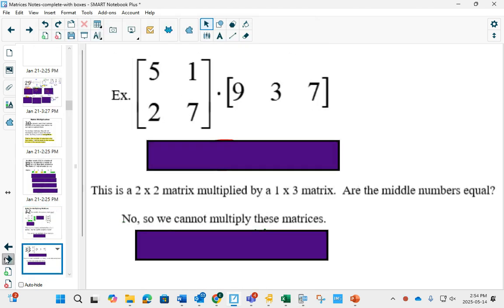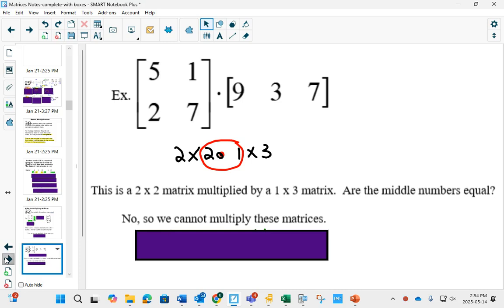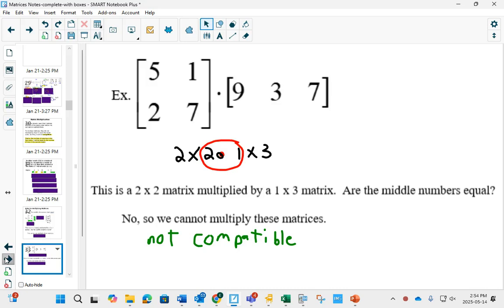So, second one here. Can we put these together? No. The 2x2 by 1x3, they are not compatible. So multiplication, these are very fun ones on quizzes and tests, because your answers you use right away. Not possible, no mental math needed. Yes.